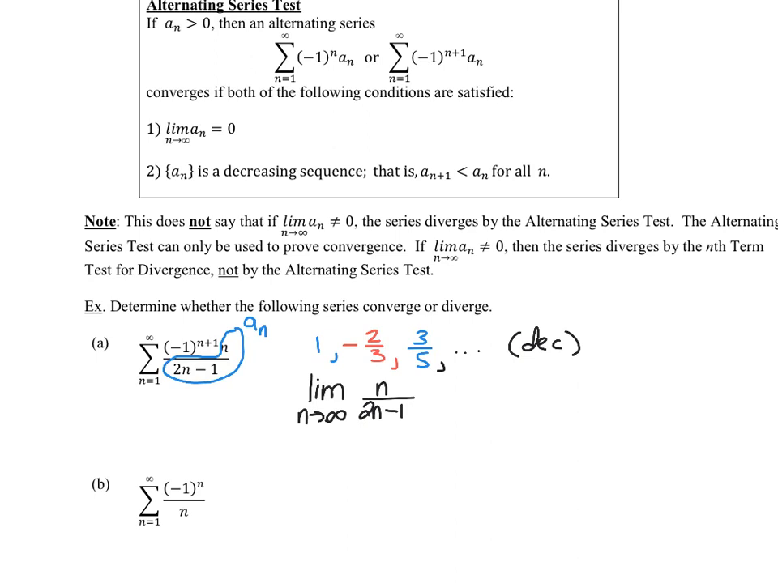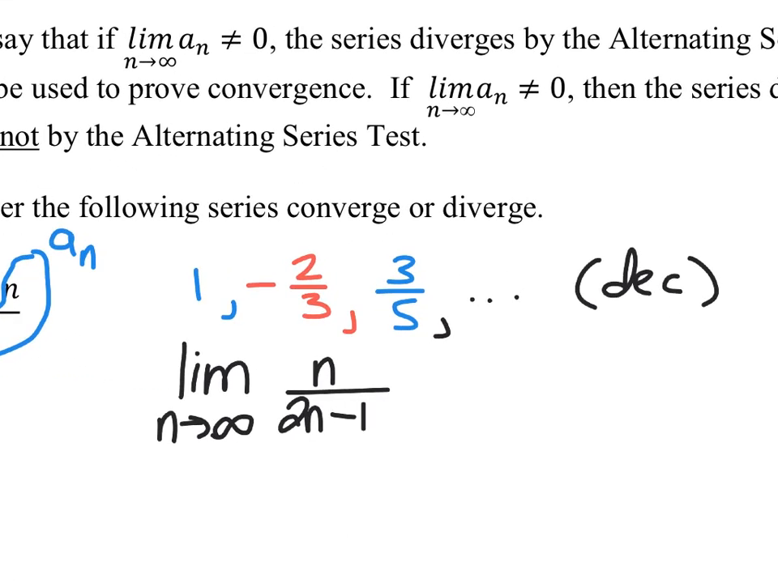All right. We just established that it's a decreasing sequence. Both of these conditions need to be satisfied. Right? So it's not enough to say it's decreasing. I need this limit to go to 0 as n approaches infinity. Unfortunately, that's not going to happen. We're going to get a 1/2.